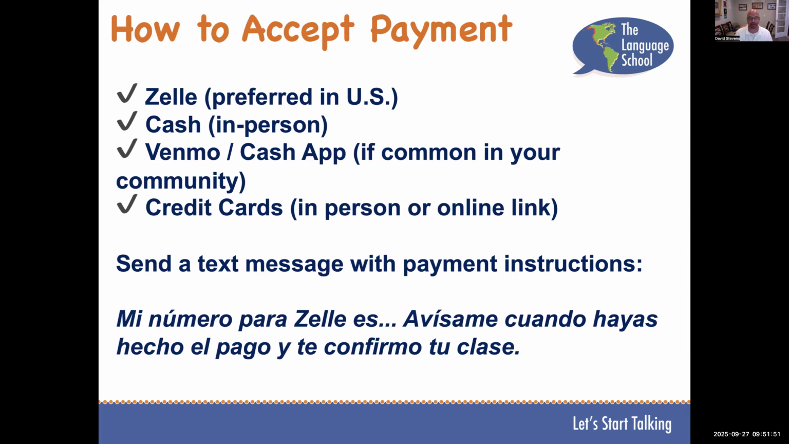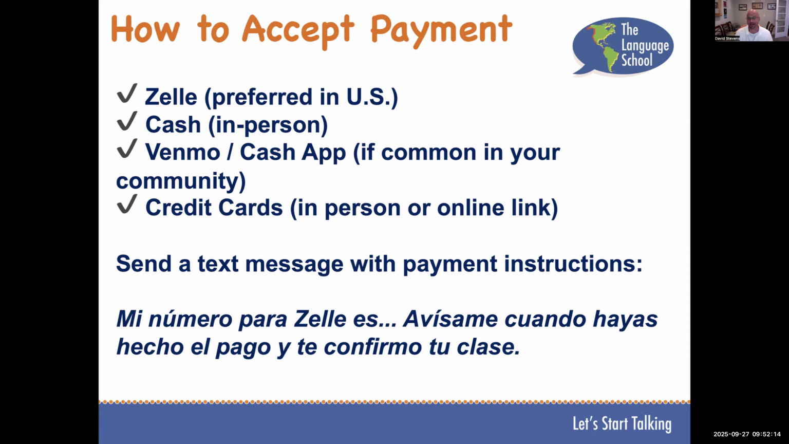So to take a payment, I usually take payments via Zelle. That seems to be very easy. Sometimes I take cash payments if they're in person. If they're online and they want to pay with cash, then you'll have to schedule a time to meet in person somewhere so that they can do that. And I don't schedule any classes until I've had that payment.